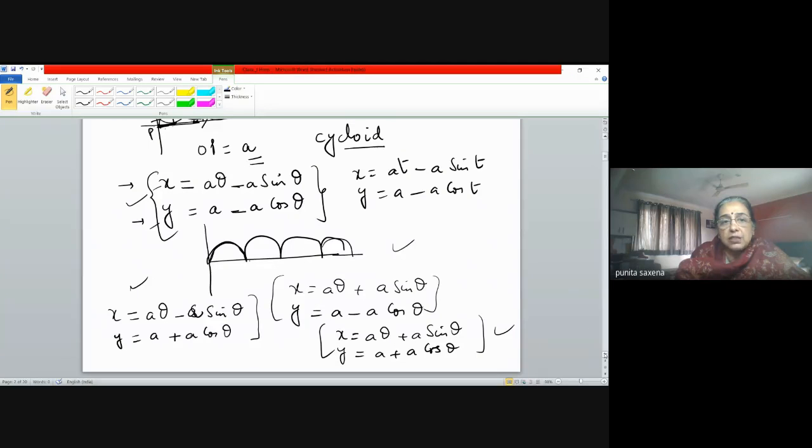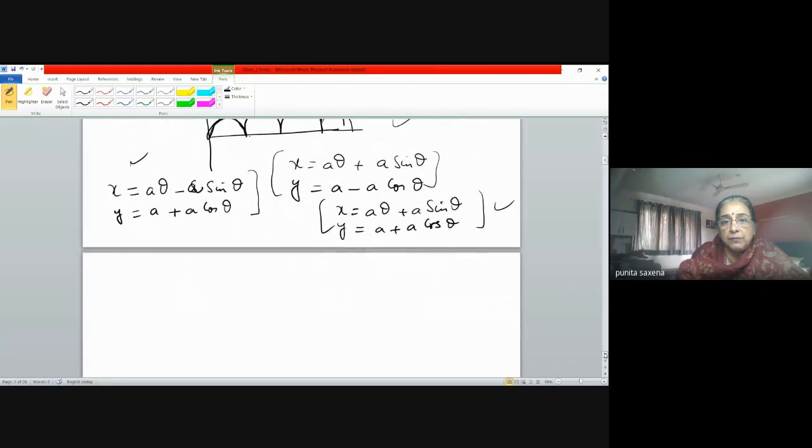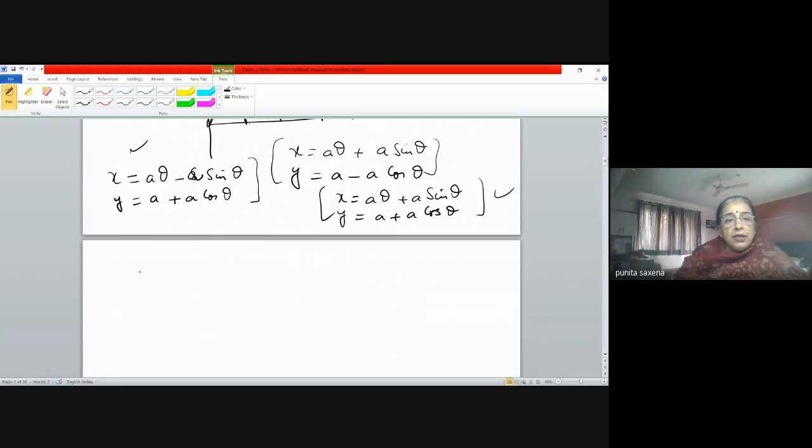To trace it, you just have to make a table, okay? Like we trace parametric curves. We give convenient values to theta. We get values of x and y, okay? And we join them for freehand curves, okay?